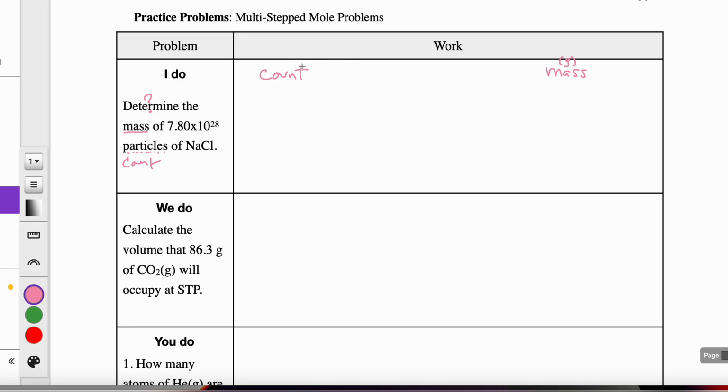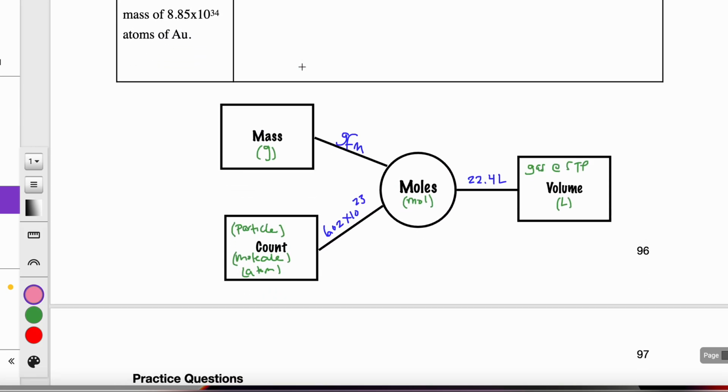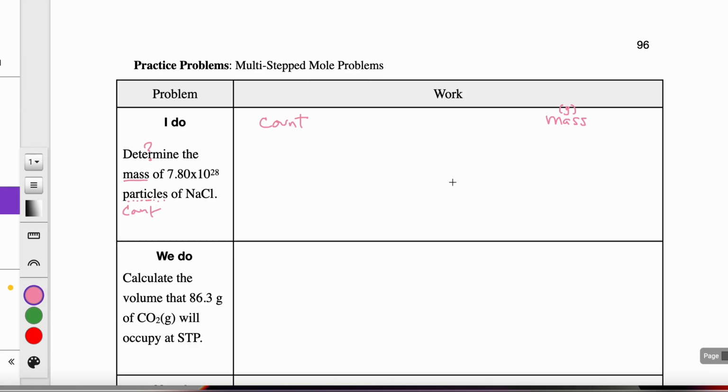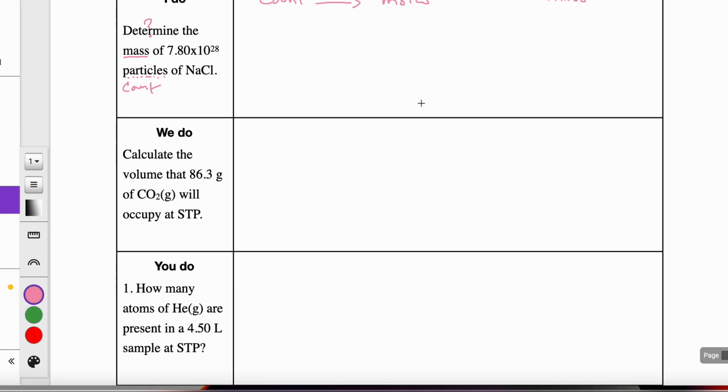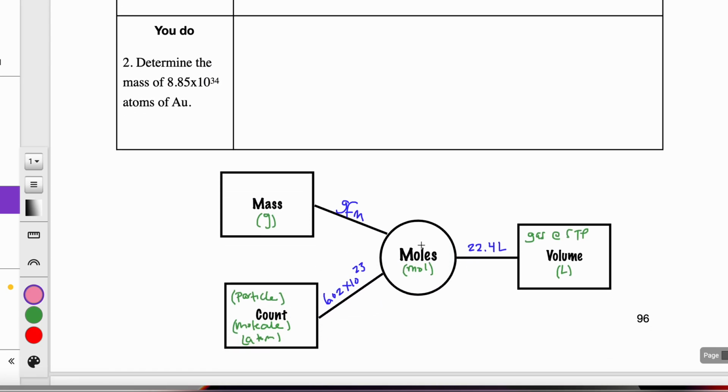So that means I'm starting off with some sort of count. The thing that you have to take into consideration is that we are starting here in count. We need to end in mass, but there's no direct link from count to mass. The only thing that I know definitely how to do is to change the count into moles. So from count, I have to go to moles. Once I'm in my central quantity of moles, now I can go to a variety of places, and from moles I can then make it to mass.